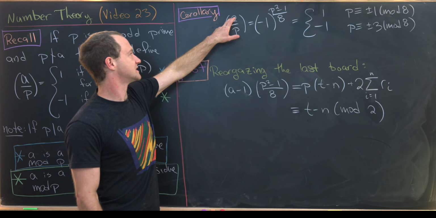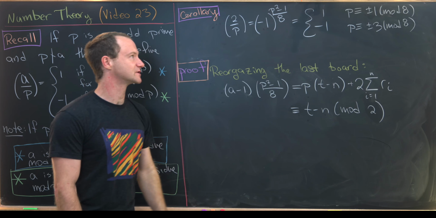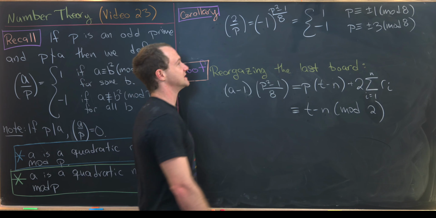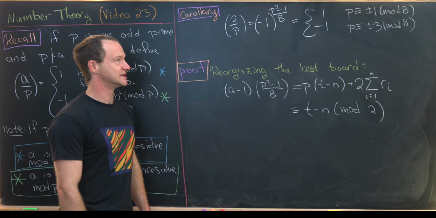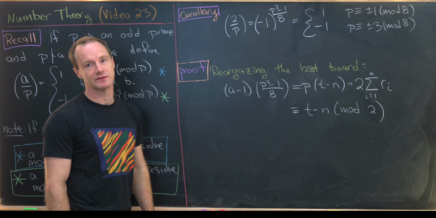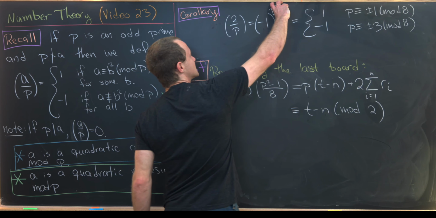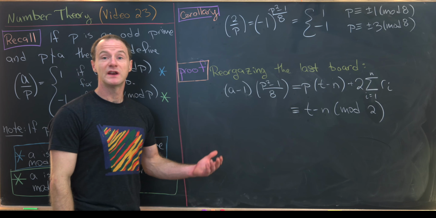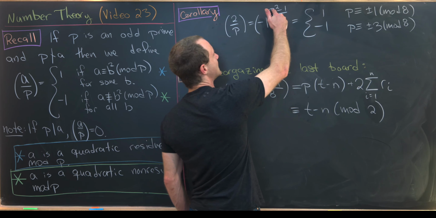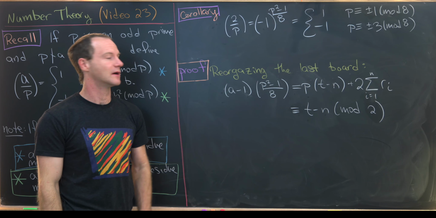So the Legendre symbol (2/p) is equal to (-1)^((p²-1)/8), which is 1 if p is plus or minus 1 mod 8, and -1 if p is plus or minus 3 mod 8. Now, I should have maybe said this before, but this looks a little worrisome because it looks like it might be a rational number. But in fact, it's not too hard to check that if p is an odd prime, then (p²-1)/8 is a natural number.